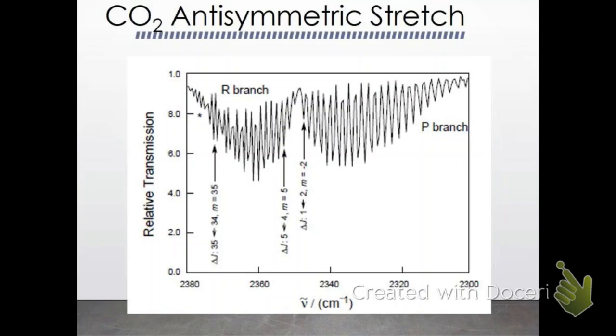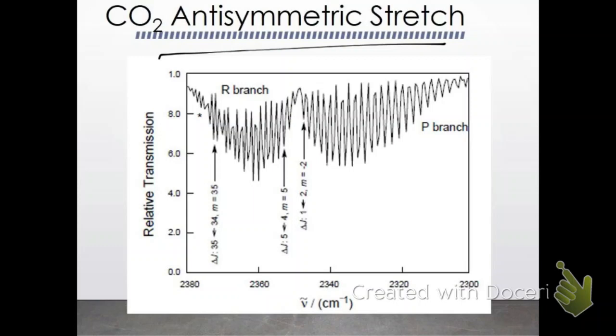Okay, so now let's take a look at carbon dioxide, because the equations are going to be slightly different. Carbon dioxide being a linear triatomic, not a diatomic, we have slightly different expressions. Carbon dioxide, of course, has 4 vibrational modes: the symmetric stretch, the anti-symmetric stretch, and 2 bending modes. We're going to be focusing on the anti-symmetric stretch in our analysis here. So this is an example spectrum of the carbon dioxide anti-symmetric stretch.